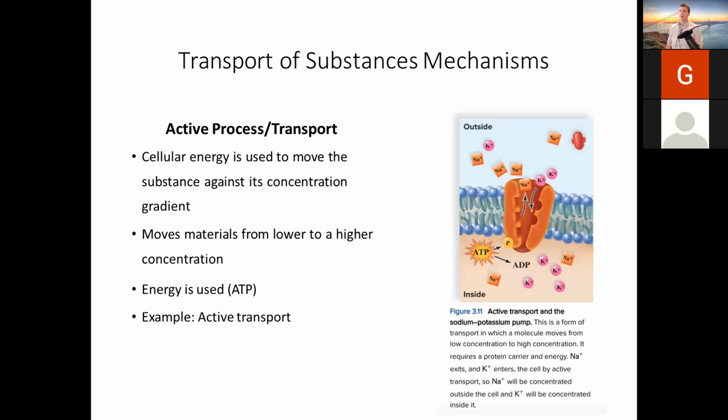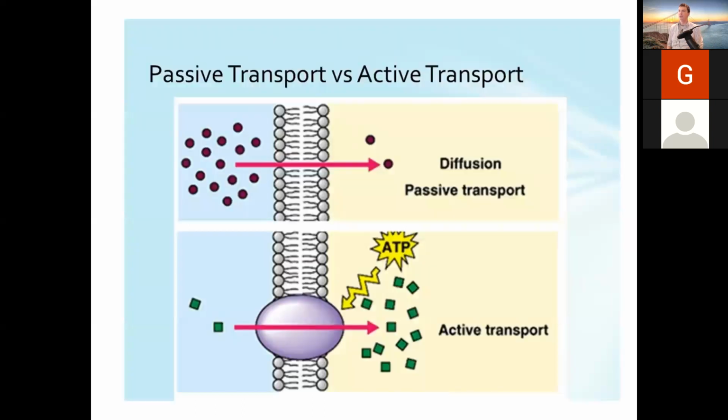Active process transport requires energy and is used to move a substance against its concentration gradient. So it's moving material from low to high concentration. And since it's going against its concentration gradient, it requires energy or ATP. The example here is the sodium potassium pump. So passive transport goes down the concentration gradient, and active transport goes against the concentration gradient, so it requires energy in the form of ATP.